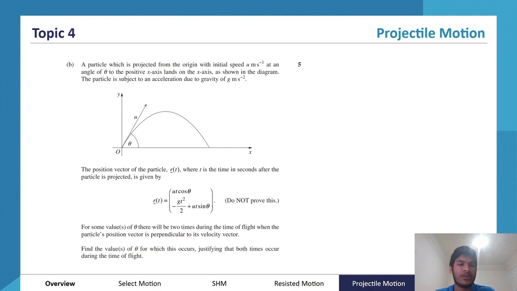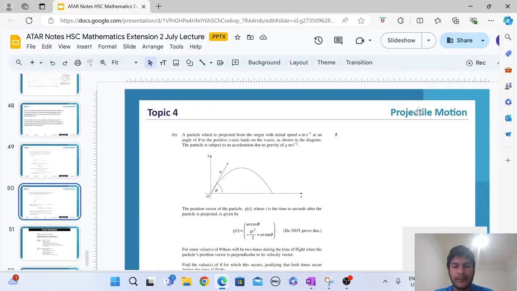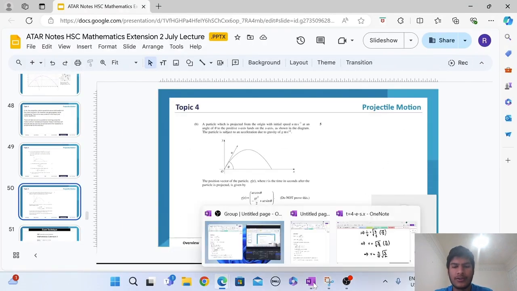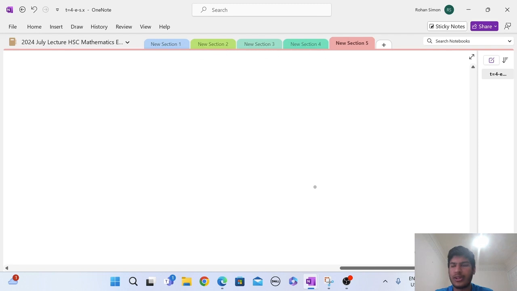We're shown that this is the equation. We're asked not to prove it. We're asked for some value of theta. There will be 2 times during the flight where the particle's position vector, r of t, is perpendicular to the velocity vector, r dot of t. We're asked to find what value of theta this occurs and justify that both times occur during the time of flight. Okay. So it is a bit of a tricky question, but we'll try and get through it as quick as we can.